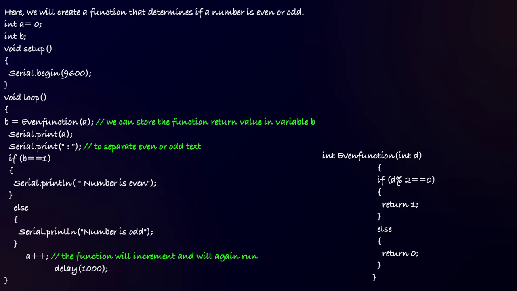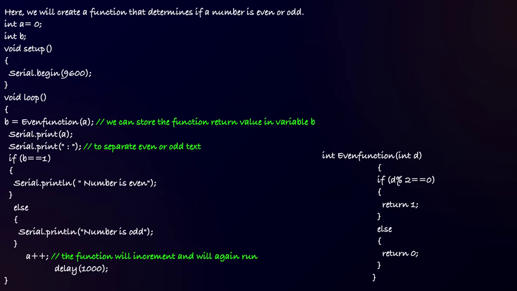Serial.println number is even, else Serial.println number is odd. Now we've given a plus plus and delay 1000, so the function will increment and again run. Since we have given a plus plus, a will increase once. A plus plus means a plus 1. So the number will increase by 1 and again it will run in the same loop.